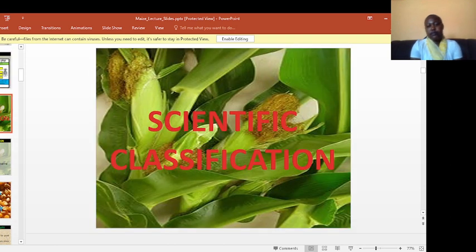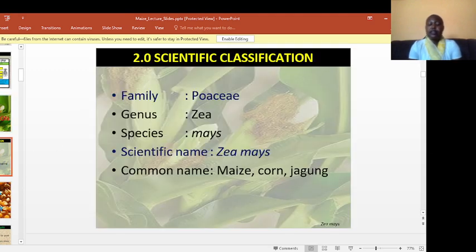We have scientific classification. Here is our maize plant. We have the family. The family name of maize is Poaceae. The genus name is Zea. The species name is mays. So the scientific name of maize is Zea mays. Common name is maize, corn or jagang.